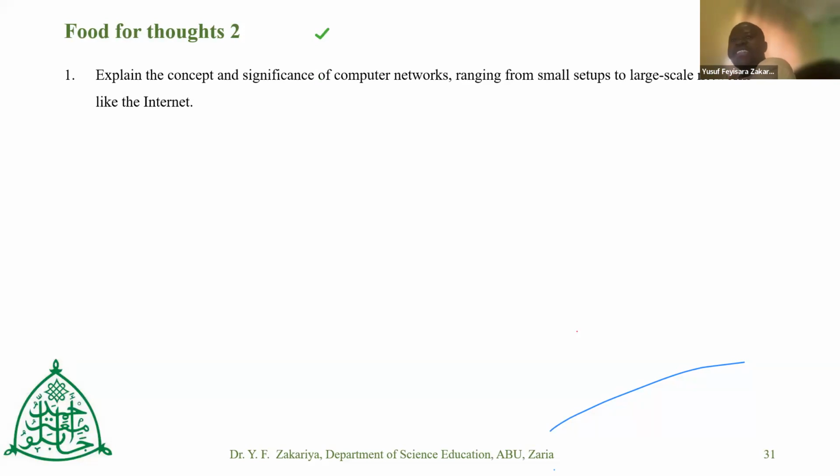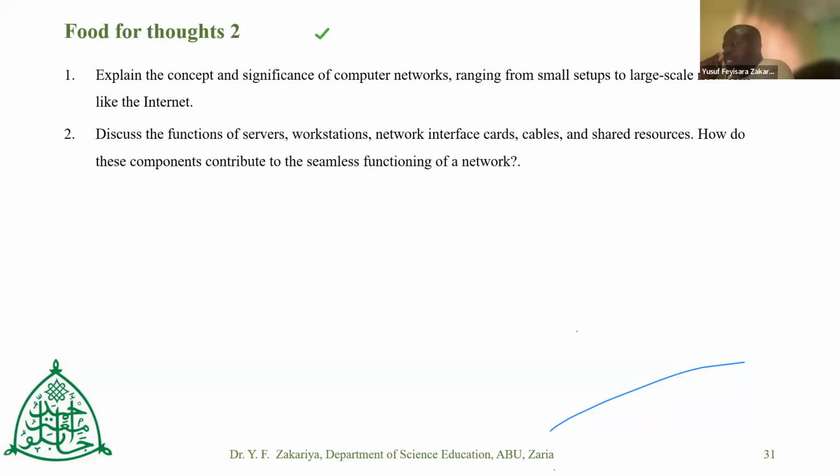explain the concepts and significance of computer networks. It's a very nice question. Ranging from small setup to large scale networks like the internet. What is the concept behind it and what is the significance of it? Number two, discuss the functions of servers, workstations, network interface cards, cables, and shared resources. How do these components contribute to the seamless functioning of a network? It's a very nice question and a very specific question.